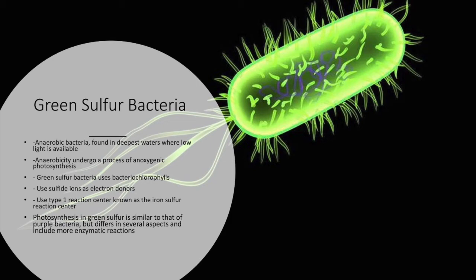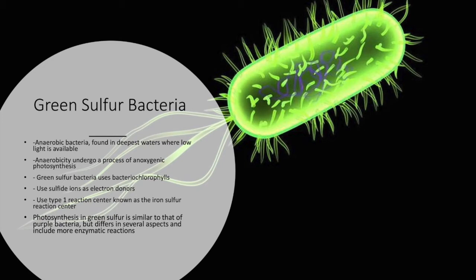Green sulfur bacteria use bacteriochlorophylls instead of chlorophylls. These bacteriochlorophylls are A, C, D, and E. Due to them being anaerobic, they do not undergo the same processes with water, and instead use sulfide ions as electron donors. They use type 1 reaction centers, which is similar to photosystems in plants. This reaction center is known as the iron-sulfur reaction center.